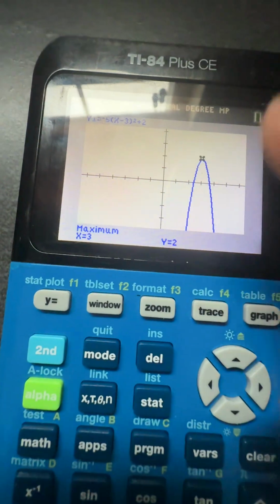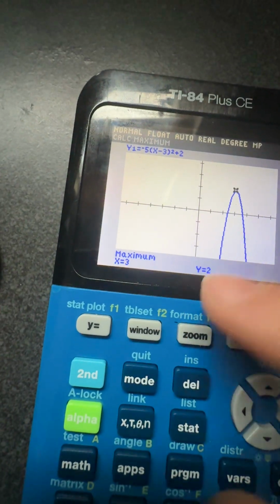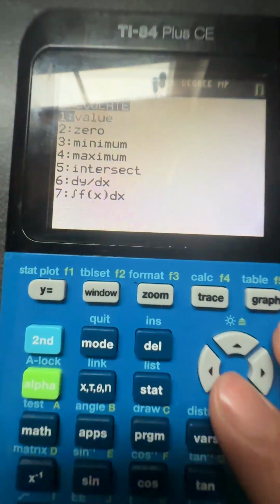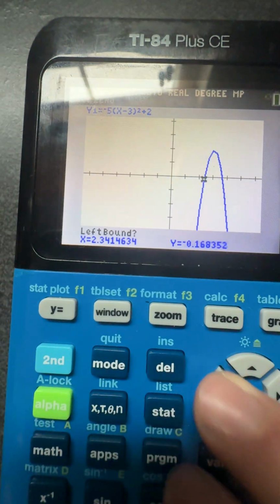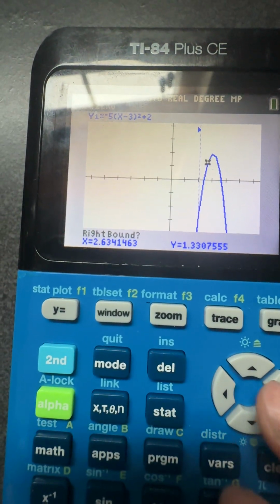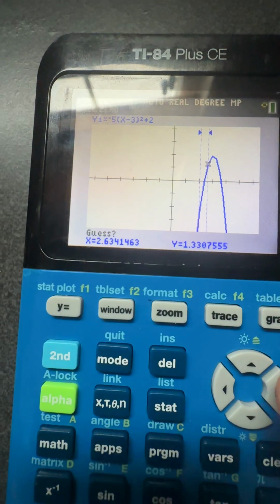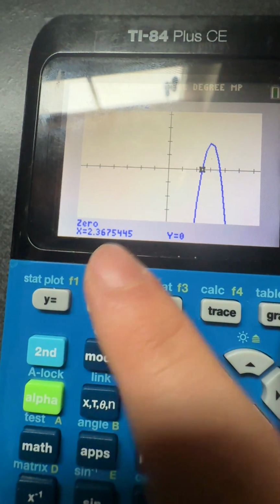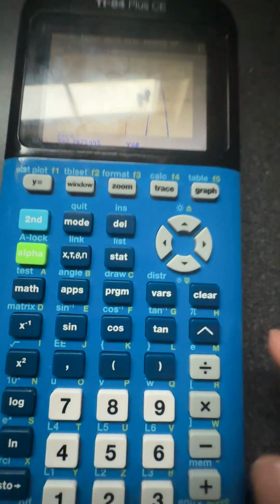And then same thing for minimum, it's the other way. And then same thing for zeros. But you can only go one at a time, I'm pretty sure. So just left, right, and your zero is at that point.